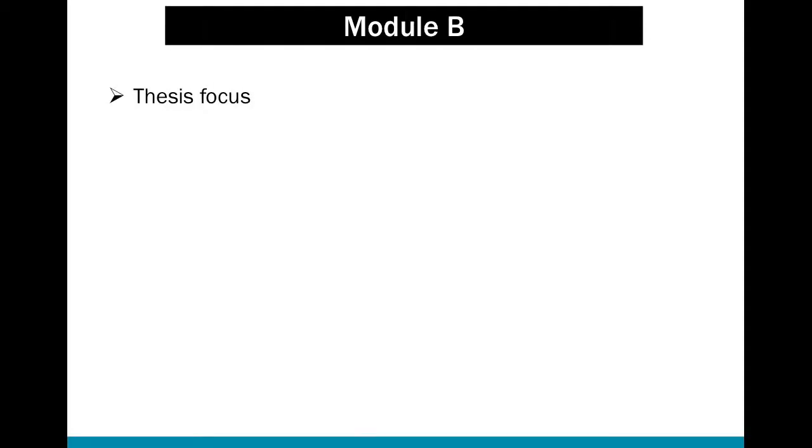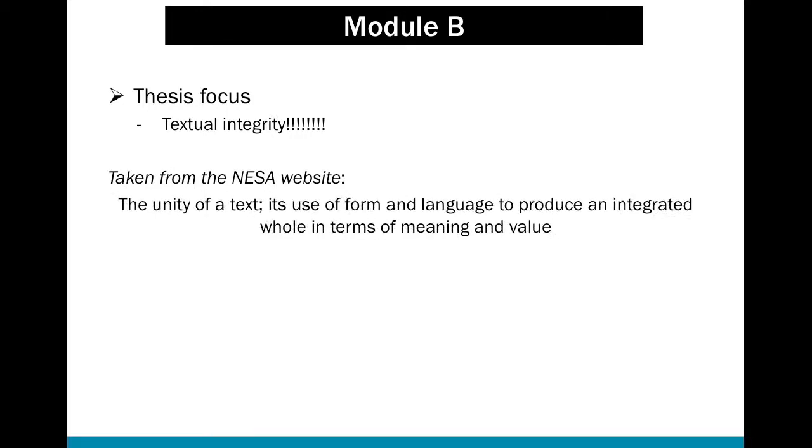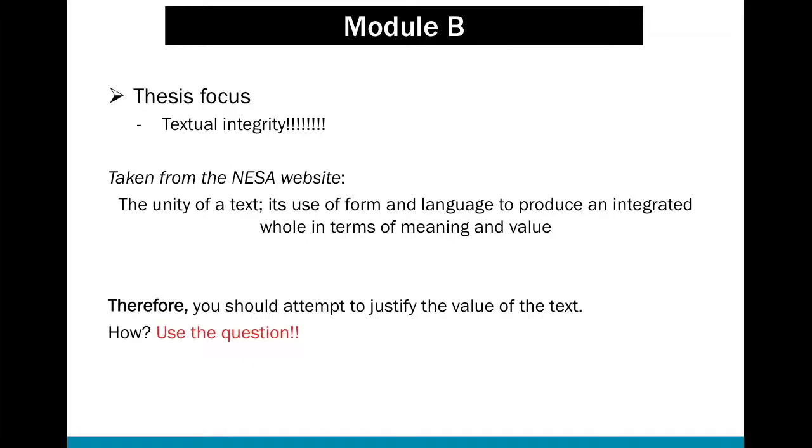So for Module B, your thesis focus should be around textual integrity. If you haven't heard this term before, it's nicely defined on the NESA website, and it is the unity of a text, its use of form and language to produce an integrated whole in terms of meaning and value. Now this is specifically what NESA says that your Module B essay should focus on. Therefore, you should attempt to justify the value of the text that you've been given to study.